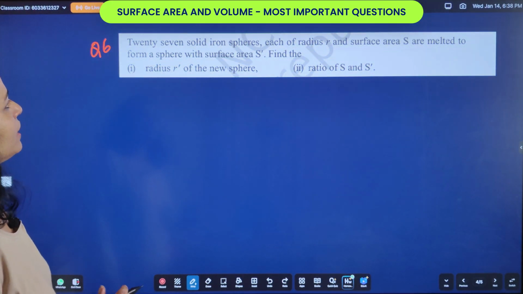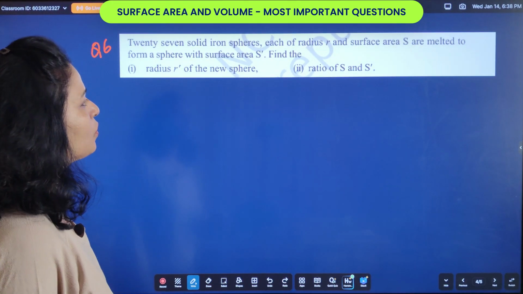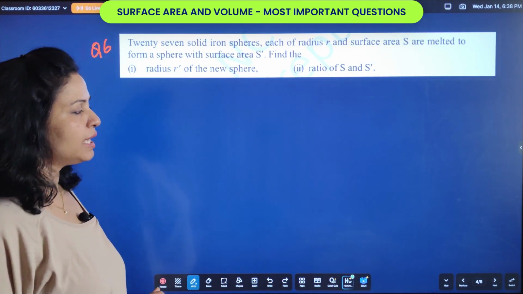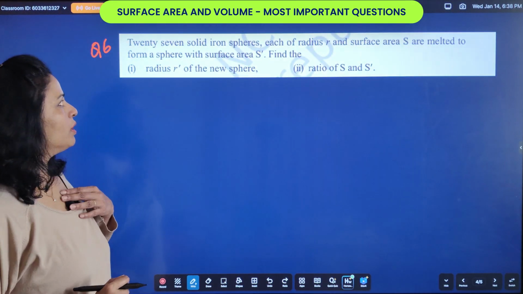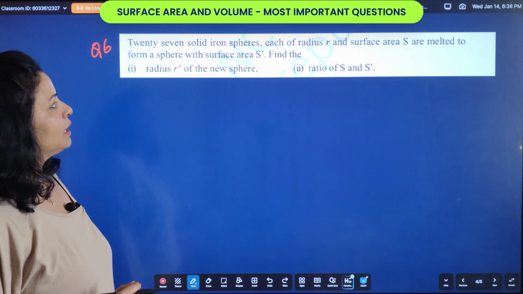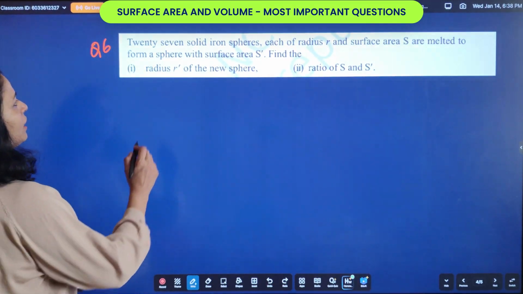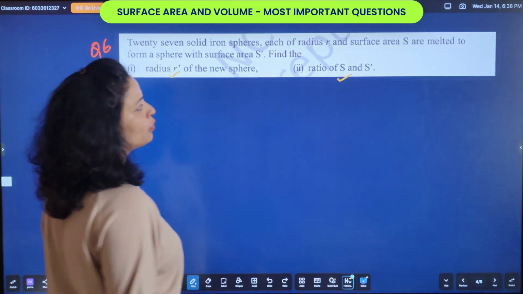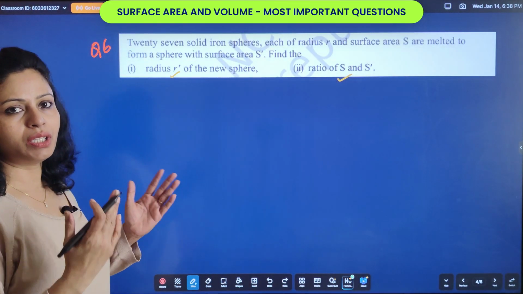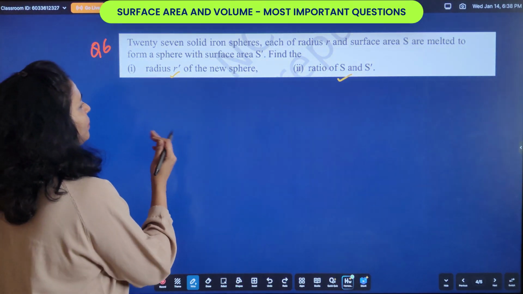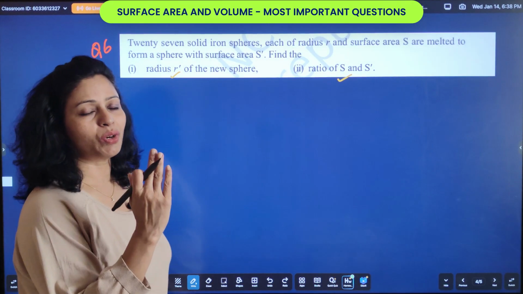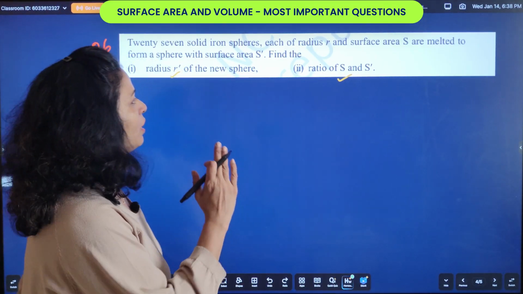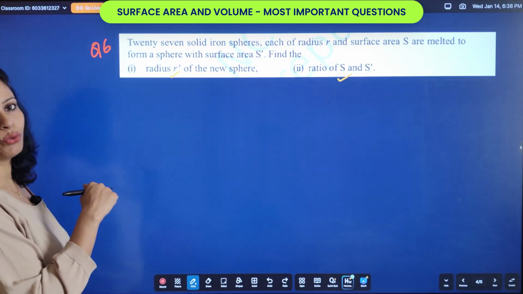Here it's given 27 solid iron spheres, each of radius r and surface area s, are melted to form a sphere with surface area s dash. Okay, find the radius of the new sphere, and you have to find the ratio also of the old sphere with the new sphere. Okay, so here first you have to always write what is given to you, with the proper symbols, then it is easy for you to later solve.